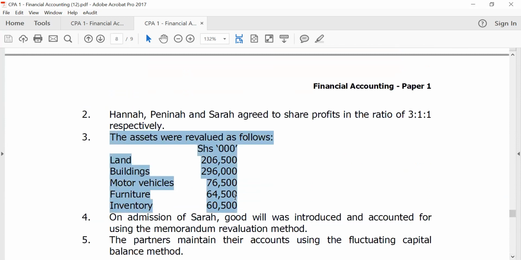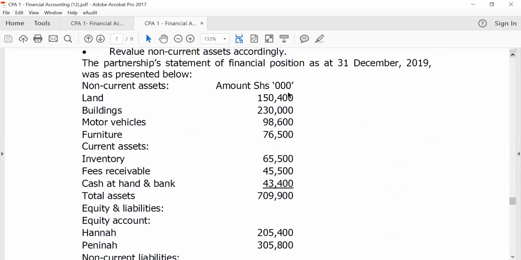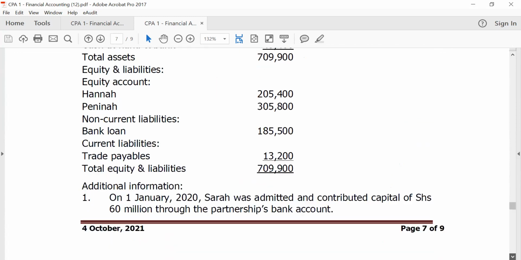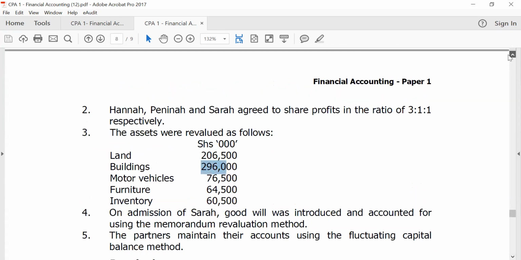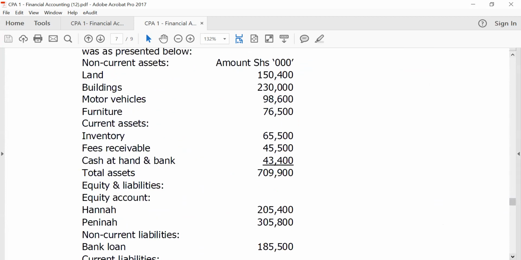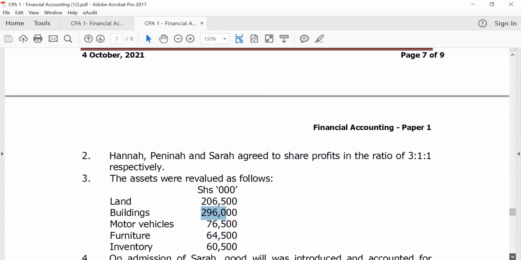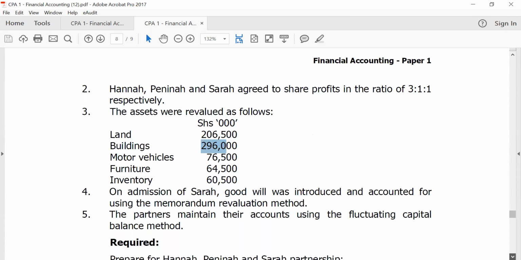By assets being revalued means that we've looked at the value of the asset. For example, land is now 206,500, but what was the value previously? From here, we see that land was 150,400. So it has now gone up. Most likely, the assets usually go up. Buildings is 296. Previously, it was 230, okay? And then we proceed. Furniture is also that, and then they give us inventory, that value.